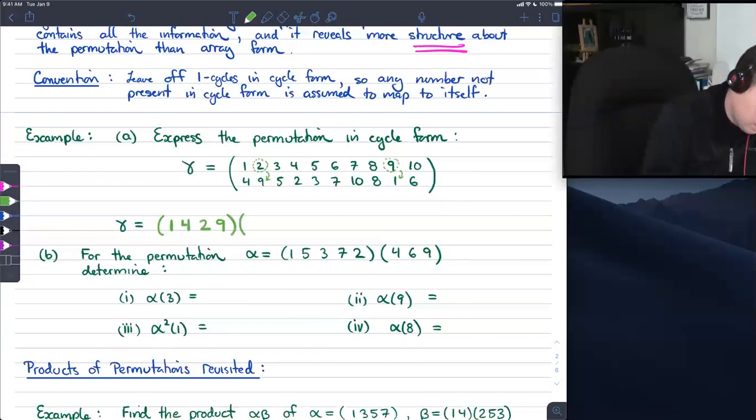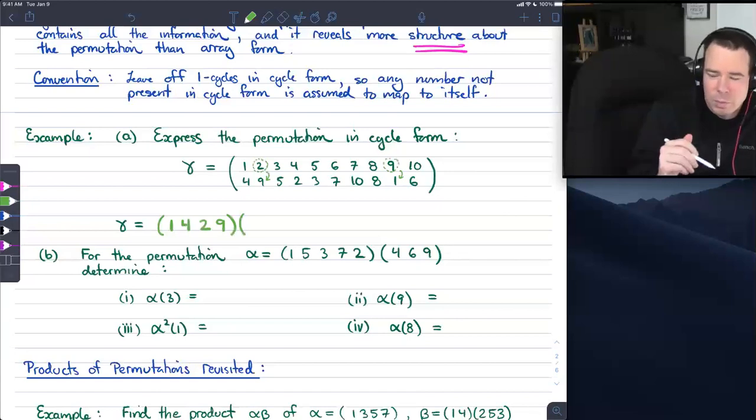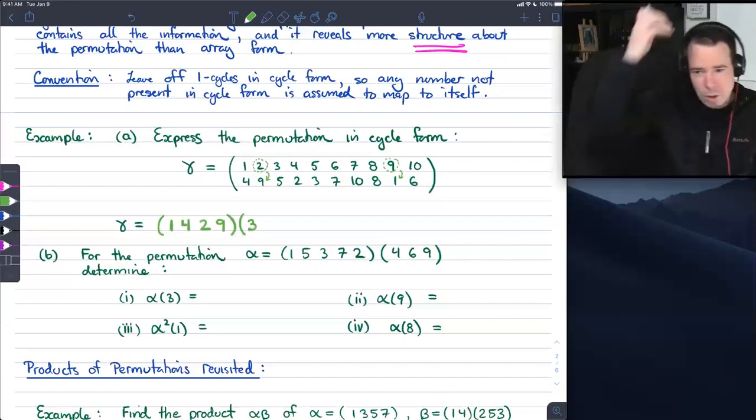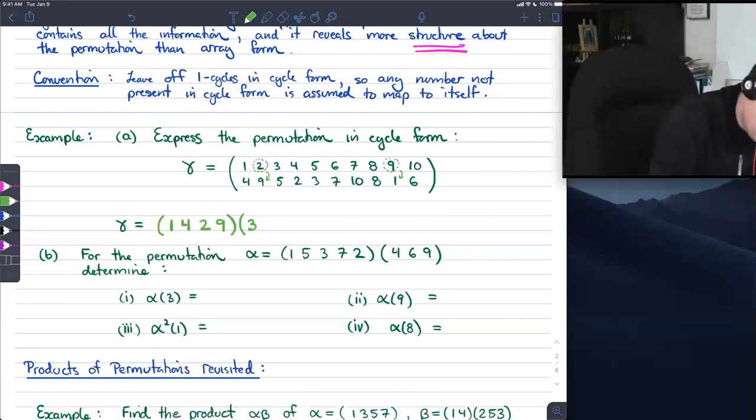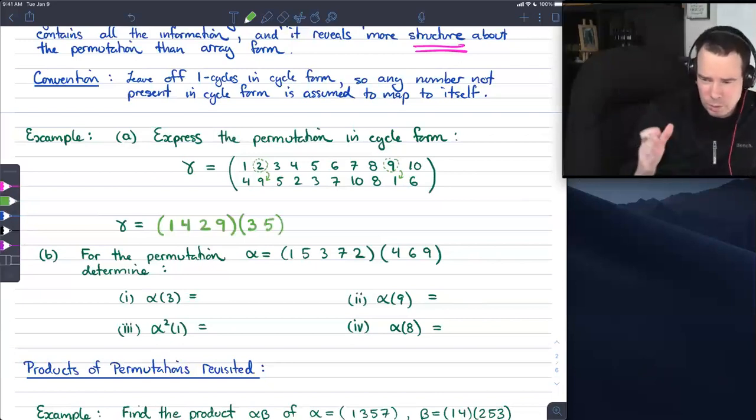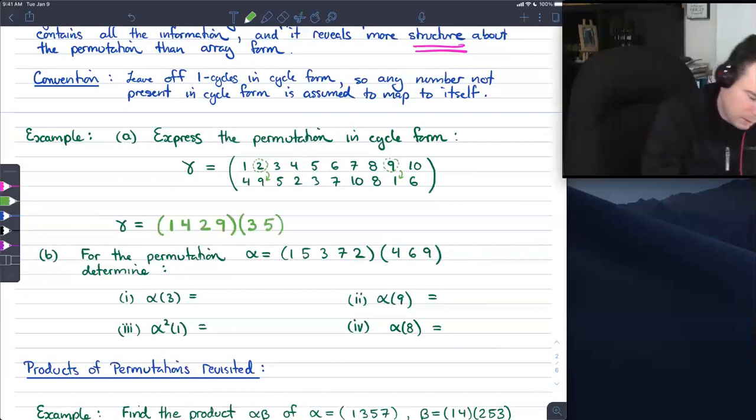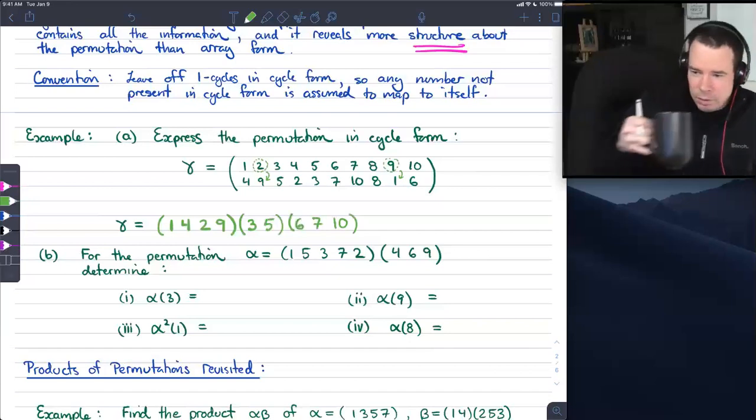What else is it doing? So I scan through that one and see which is the smallest number that's missing. 1, 2, 3 is missing. So I'll use 3 to start off my next cycle. 3 goes to 5, and 5 goes to 3. So I close it off. And how about my next one? So I've dealt with 1, 2, 3, 4, 5, they're all present in my cycle structure. 6 I still have to do. 6 goes to 7. 7 goes to 10. And 10 goes back to 6. So there's my next cycle.